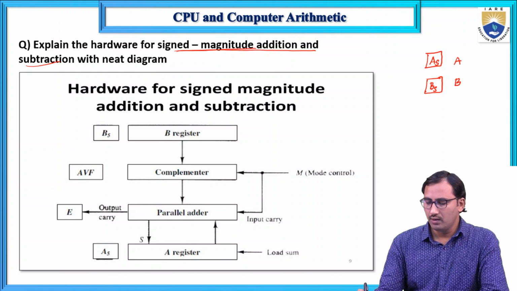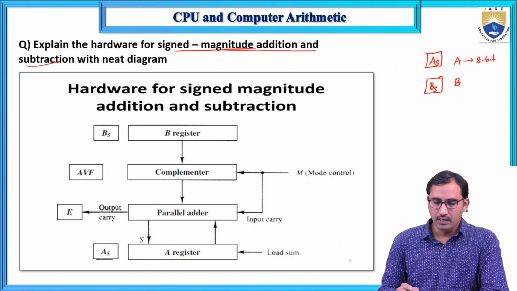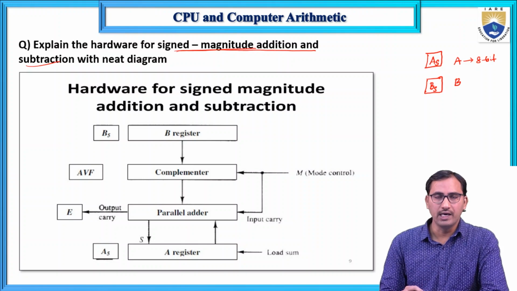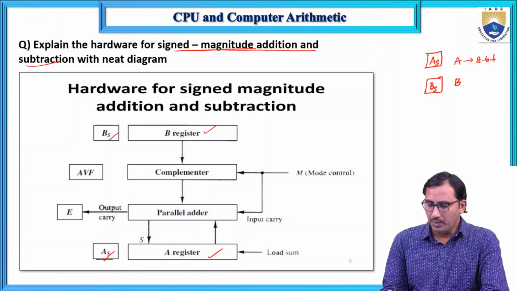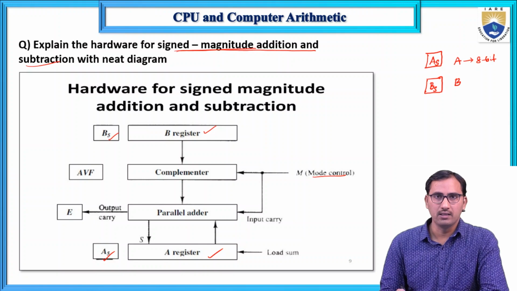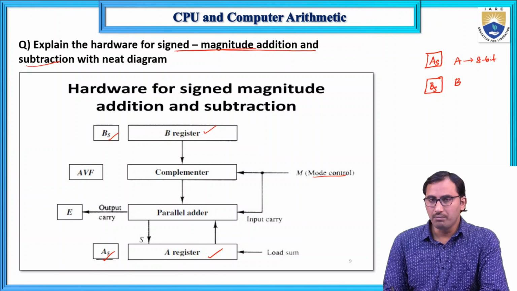Here we assume it is an 8-bit number. Using this hardware, we can perform both addition as well as subtraction. The A register contains one value and its corresponding sign is stored in AS. Similarly, the other value is stored in the B register and its sign is stored in BS. Based on this mode control, it decides what type of operation has to be performed, whether addition or subtraction. If M is equal to 0, it performs addition.